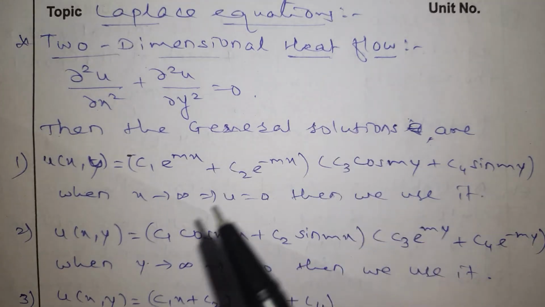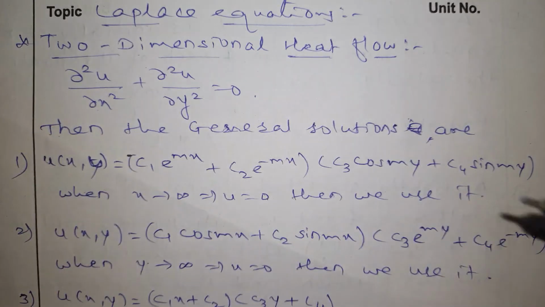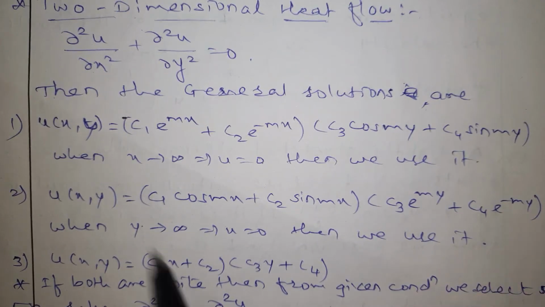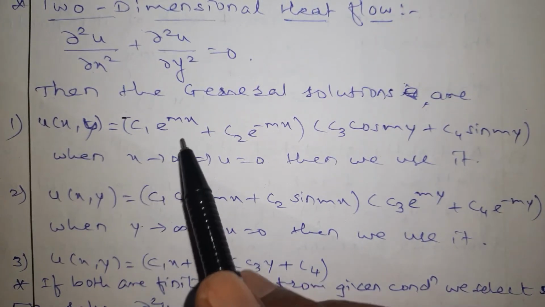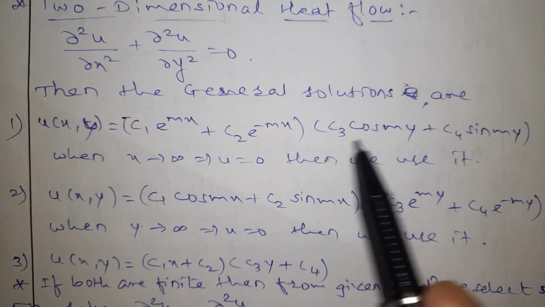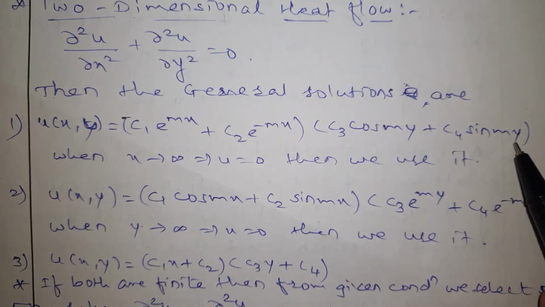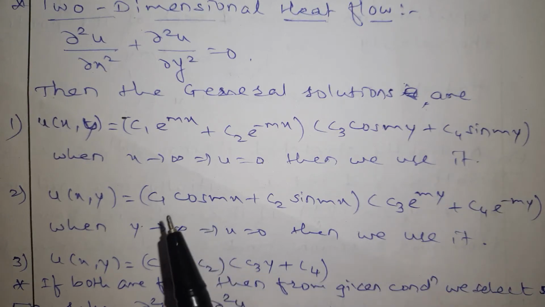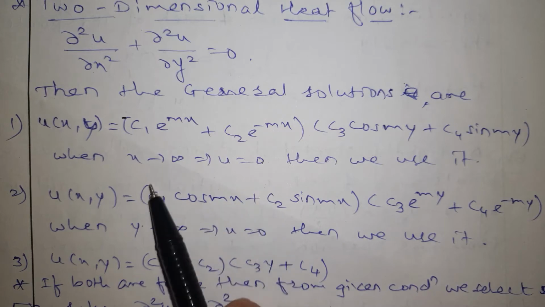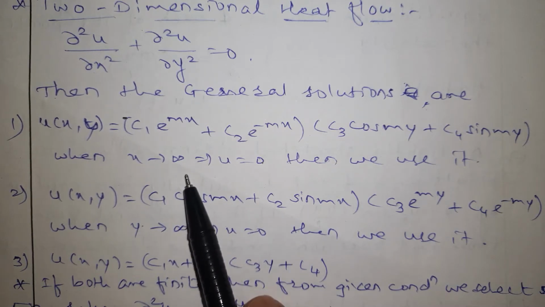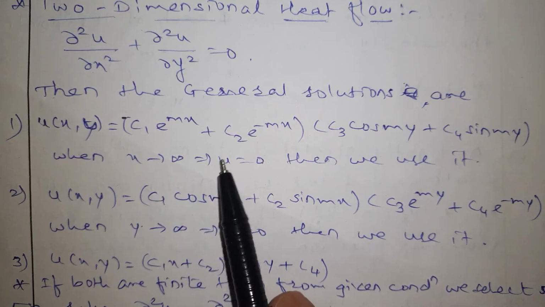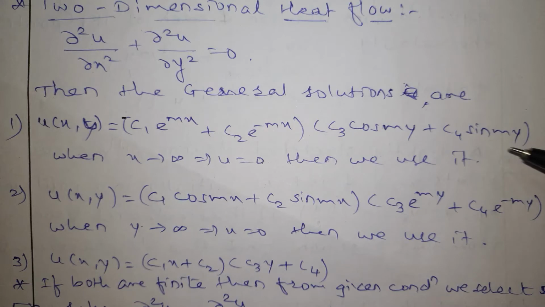Now, we apply a similar method, u is equal to XT, to solve that, and we get three types of solutions. The general solutions are u of x,y is equal to (c1 e^(mx) + c2 e^(-mx))(c3 cos my + c4 sin my). This solution we generally use when u goes to 0 as x tends to infinity, meaning u becomes finite when x goes to infinity. In that case we use this solution.